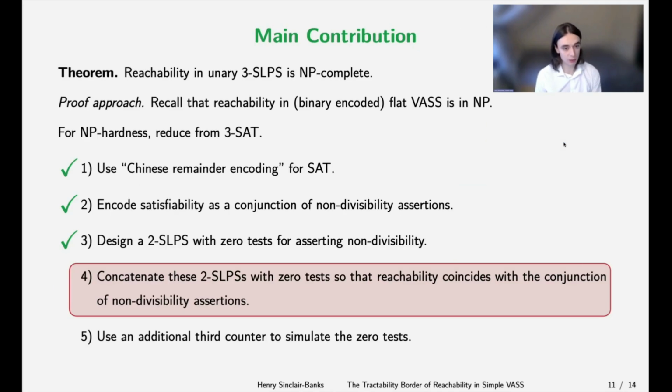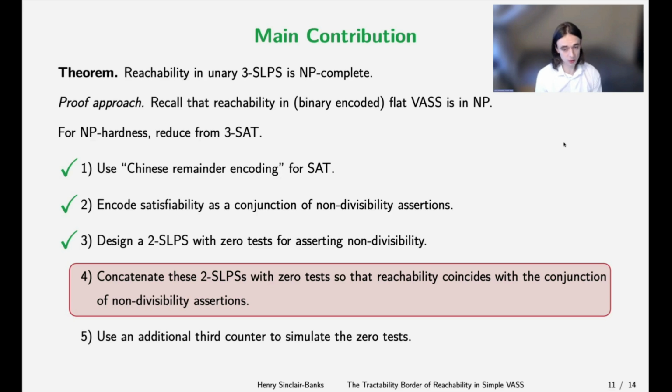The idea now is to concatenate these two-dimensional simple linear path schemes with 0 tests, so that reachability coincides with a conjunction of non-divisibility assertions. If you remember from step 2, I showed you how satisfiability and indeed validity of a guessed assignment could be represented as a conjunction of non-divisibility assertions. They look of the form v minus 2, v minus 3, etc., cannot be divided by the ith prime.